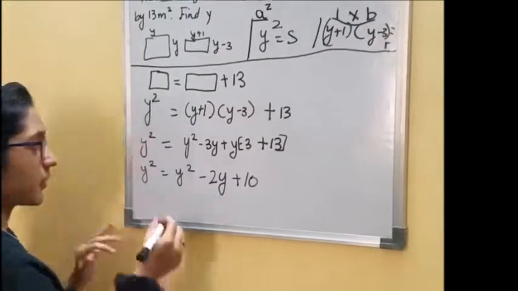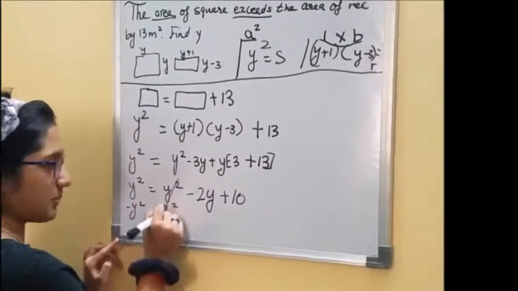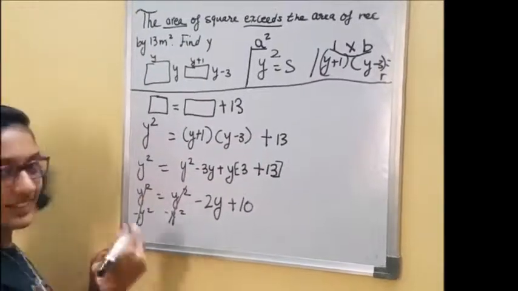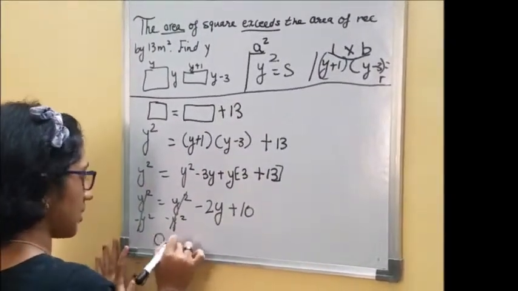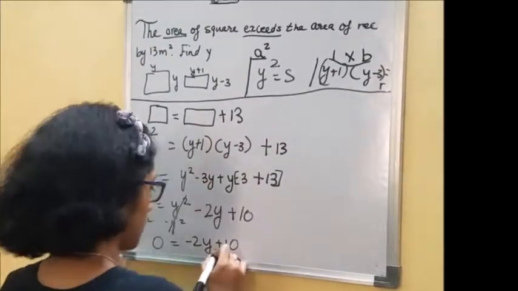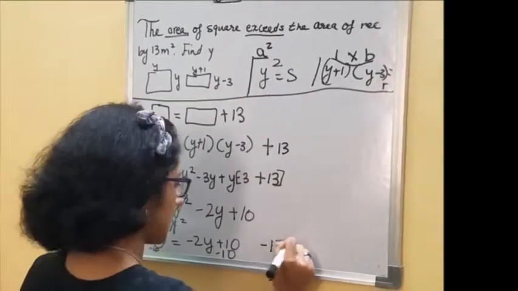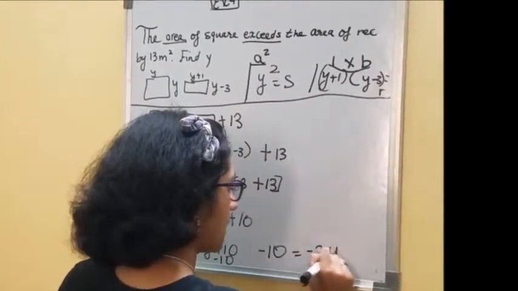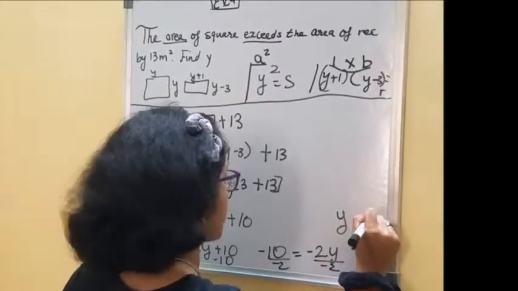Now I'm going to subtract y squared on both sides. And it's going to cancel out, because it's 0 of course. And it's going to be 0 equals minus 2y plus 10. And I'm going to subtract 10 from both sides. So I get minus 10 equals minus 2y. Divide by minus 2, and y is equal to positive 5.